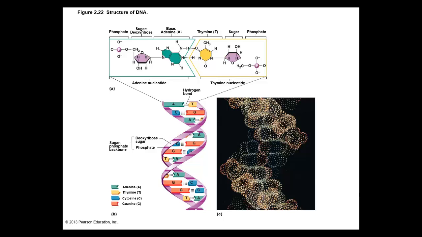On the outside, the part that always hangs out outside, this is where you're going to find your sugar and your phosphate group. So we even call it a sugar-phosphate backbone. That hangs out on the outside. The bases stick towards the middle so that they can pair up with each other, so that one strand will stick to the other strand.